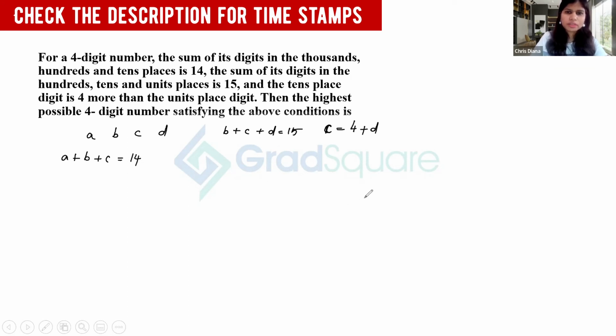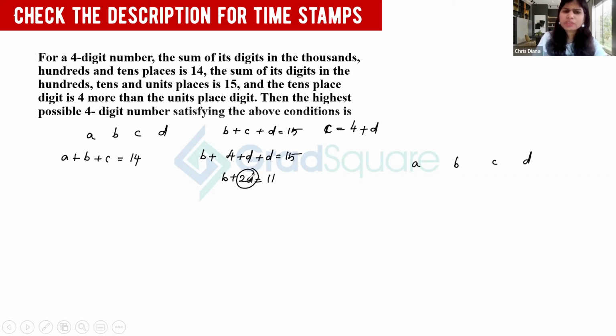Now, the number anyway has to be A, B, C, D. Let me check the various conditions that come under it. Okay, first A plus B plus C is equal to 14. Now, I can't do anything with here. If I put a D here, again I get 3 variables. But here, see, B plus C is going to be 4 plus D, and D is already there, equal to 15. Now from here I can say B plus 2D is equal to 11.